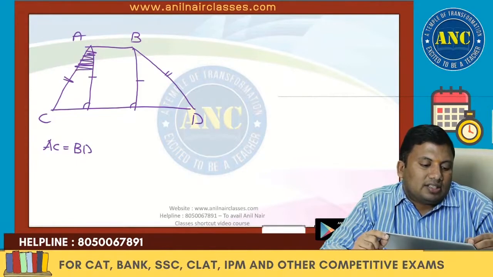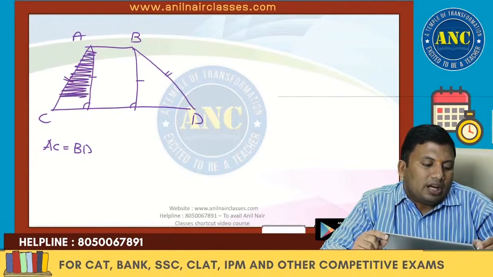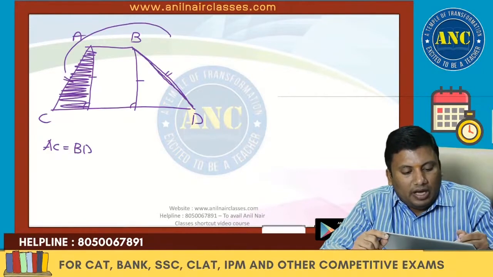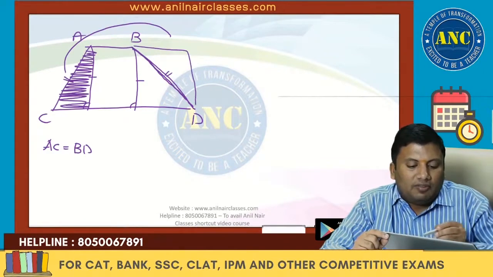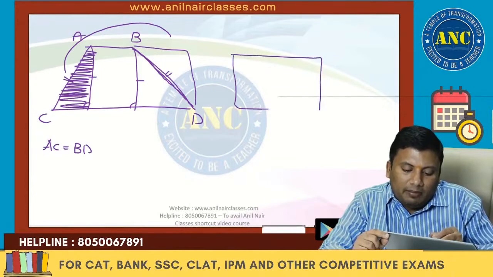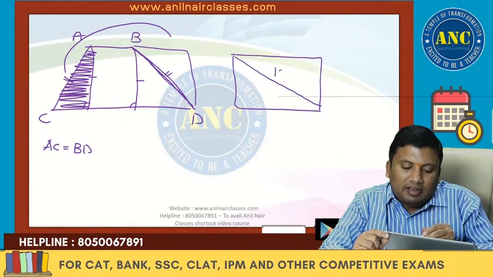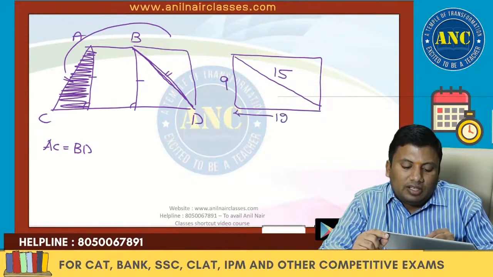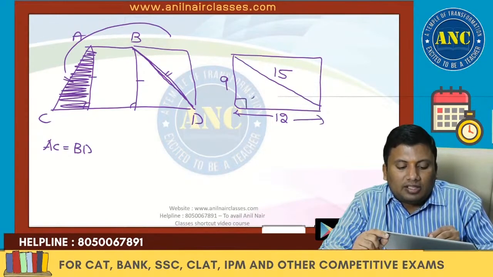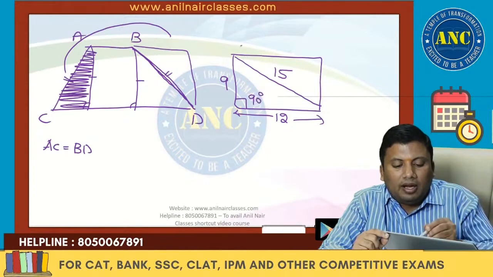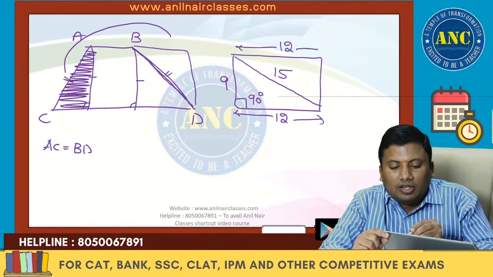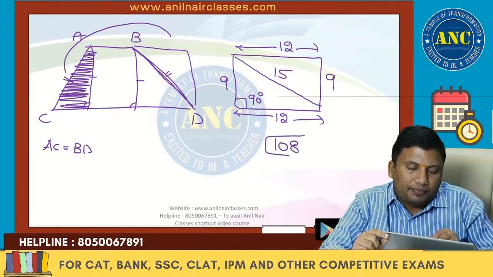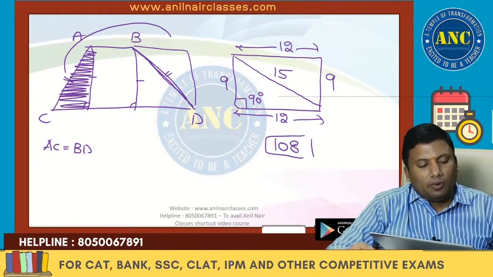So cut this side of the figure. Cut it with a scissor. Go and keep it on AC and BD, and the remaining portion will be like this. The figure became a rectangle. Diagonal is given as 15. Height is given as 9. So this value is 12 because it is a perpendicular. So 9 into 12 is 108. I hope it is clear.